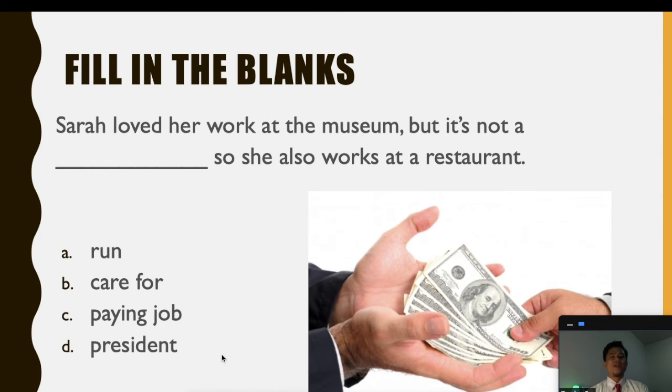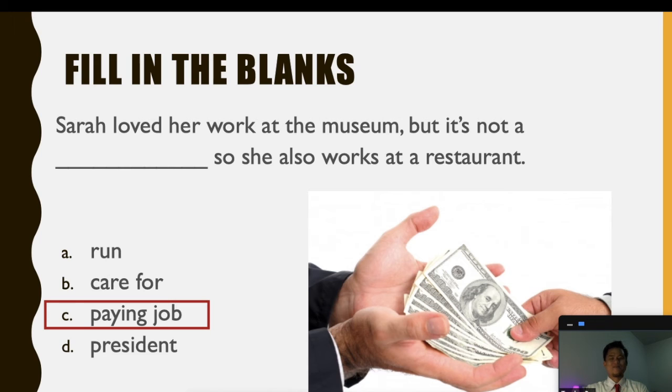Sarah loved her work at the museum, but it's not a paying job, so she also works at the restaurant. A, B, C, or D? Ready? Correct answer? C, paying job. So she doesn't get money working at the museum. That's why she still works at the restaurant.